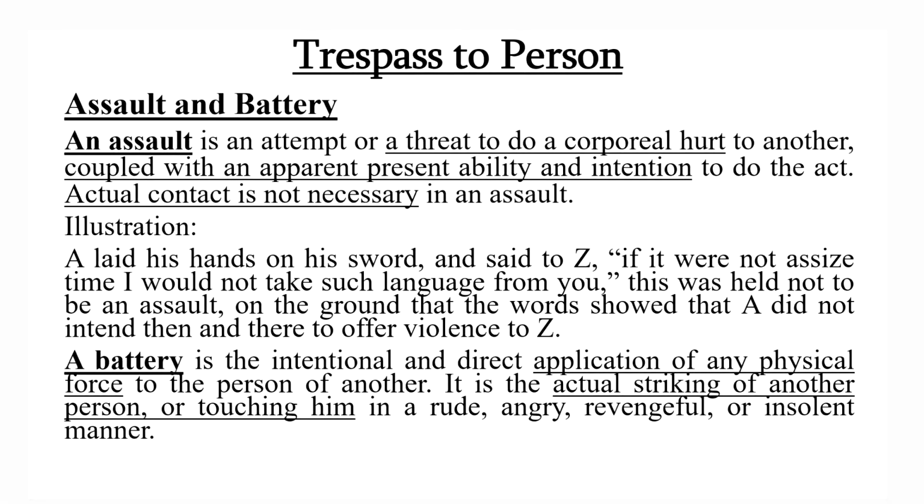Now, coming to trespass to person. As I said, there are two ways in which trespass to person can happen. What are these? One is called assault and the other one is called battery. What is assault, what is battery and what is the distinction? That is something we will now discuss. Assault is an attempt or a threat to do a corporal hurt to another, coupled with an apparent present ability and intention to do the act. Actual contact is not necessary in assault.